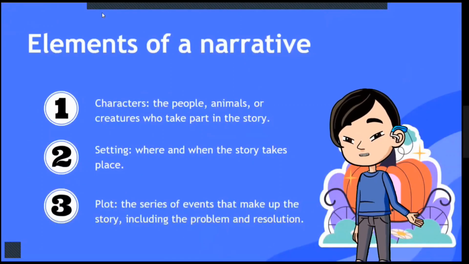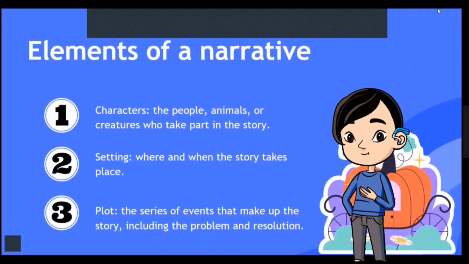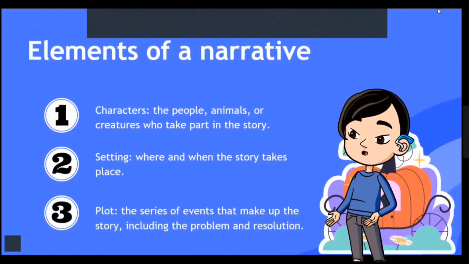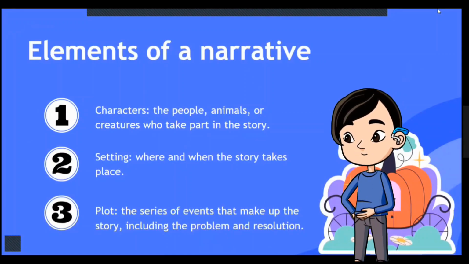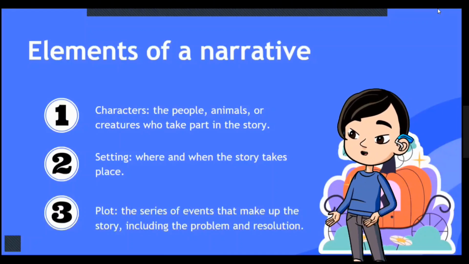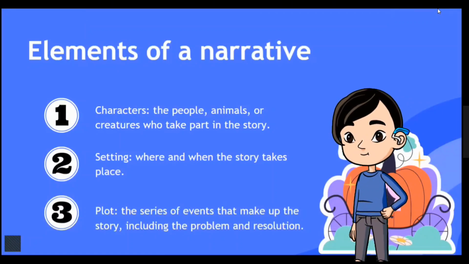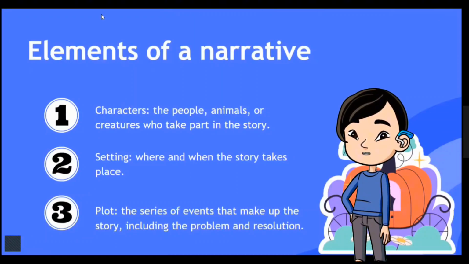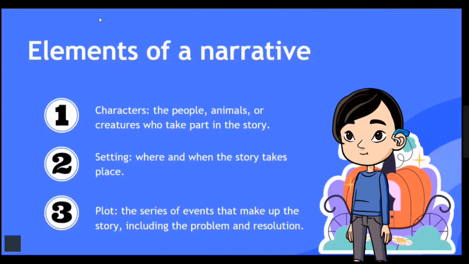Alright, so we need to know the elements. There are three elements of a narrative. The first is character. Character is the people, animals, or creatures who take part in the story. The second is setting. Setting is where and when the story takes place. And the third is plot. Plot is the series of events that make up the story, including the problems and resolutions.